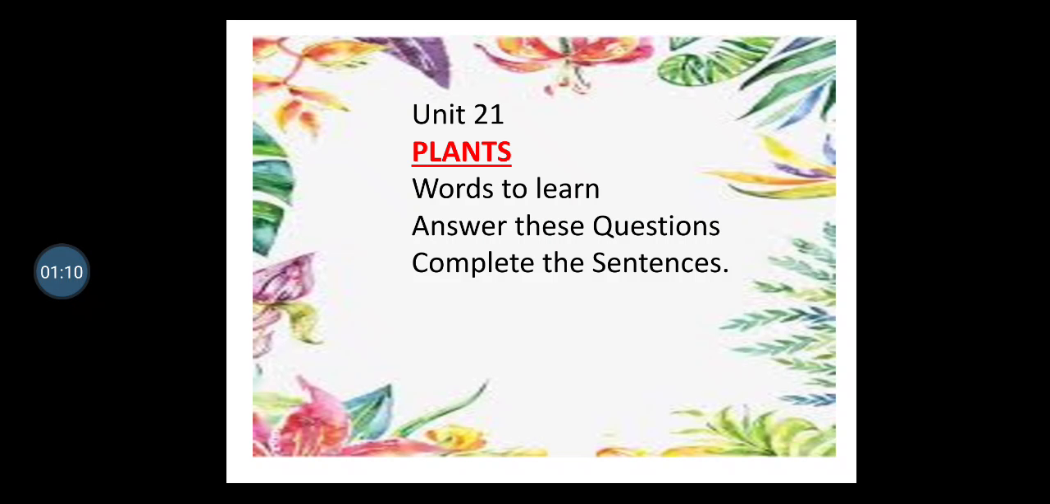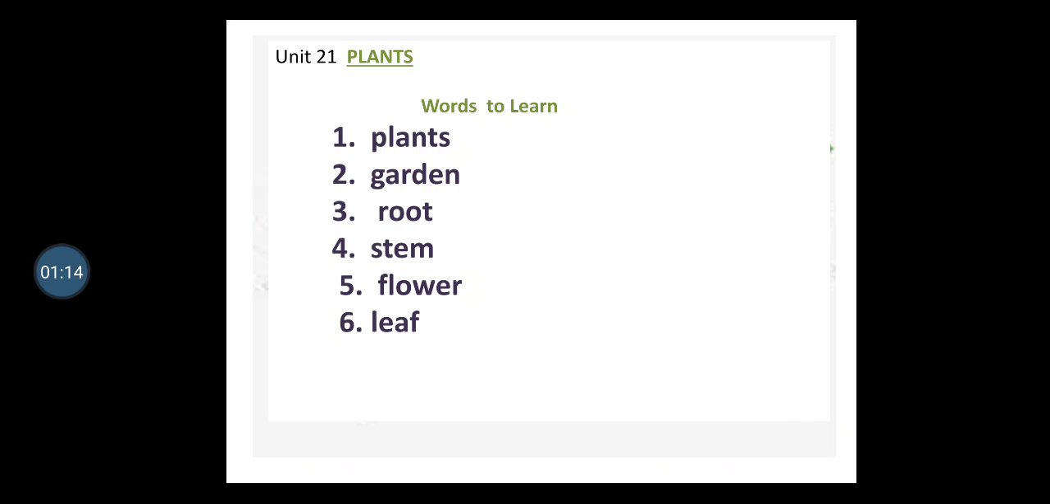So you open your notebook and first of all you will write date and day, class work, unit number and unit name. Unit number 21, plants. So first of all you will write words to learn.